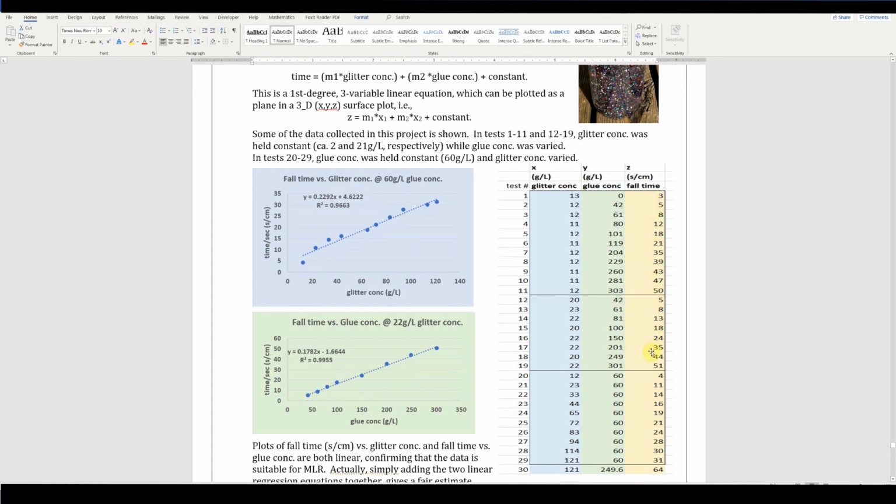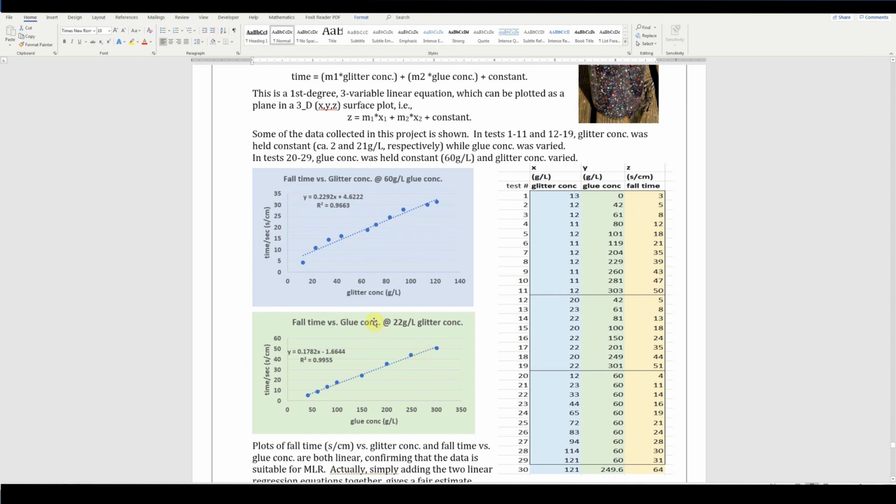And then in samples 20 through 29, notice that the glue concentration was held at 60 grams per liter, and the glitter concentration was varied from 12 to 121 grams per liter, and again the fall time was measured. And there was more data than this, I just chose this.